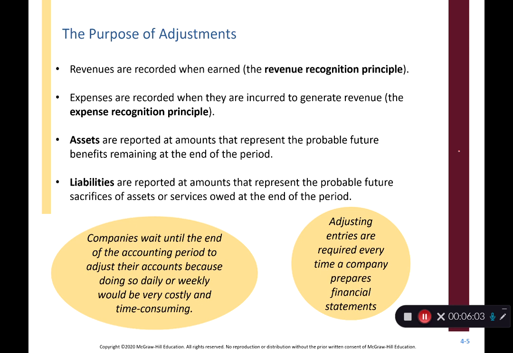Adjusting entries are required because every time a company prepares financial statements, they need to make sure that the numbers at the end of that period of time, or for that period of time, are accurate and correct. Remember, the transactions for a business happen over a period of infinity, and then when we create financials, we chop up infinity into small, manageable, bite-sized pieces, like months, quarters, or years. So we need to make sure that the financials reflect everything that's happened within that month, that quarter, or that year.